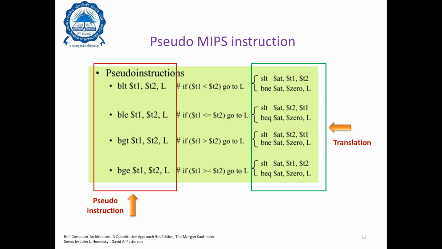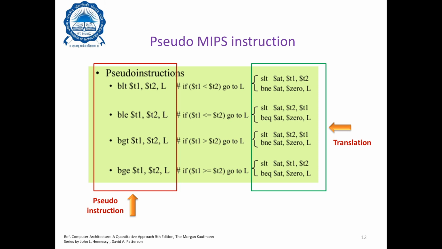So let's start with the first one, BLT, branch on less than $T1, $T2, L. This means that if the content of $T1 is less than the content of $T2, then we'll go to L. So this is actually written as SLT $80, $T1, $T2. That means $80 will be set to 1 if the content of $T1 is less than the content of $T2. Okay, that will be set to 1. And if this is not equal in the next statement, then we'll jump to L.